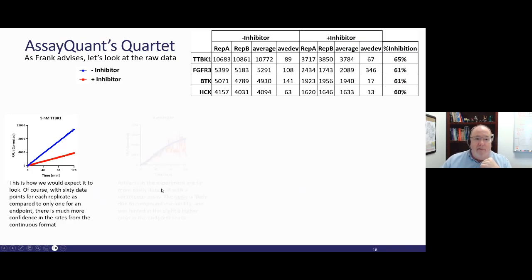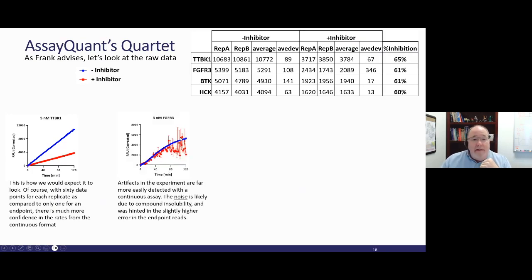So, that's the first example. For FGFR3, here's an example where things can be noisy and it's not readily apparent in your endpoint assay. Now, if you look at the average deviation when you add the inhibitor, the error is significantly higher here. But if you hadn't noticed that, you might be inclined to think the 61% is assured in all of this. But with the continuous assay, you can see it's noisy.